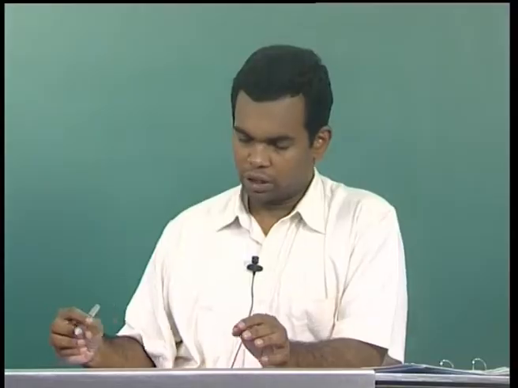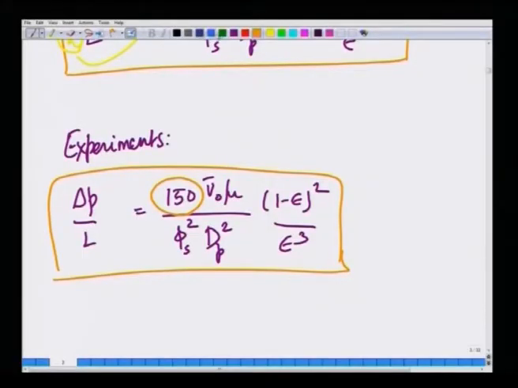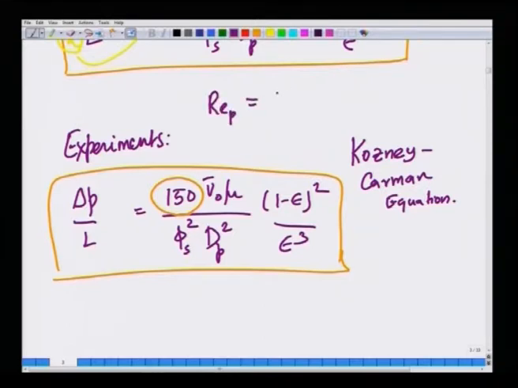This equation in textbooks is called the Kozeny-Kármán equation. This is valid for smaller Reynolds numbers. If the Reynolds number, defined based on the particle diameter, the superficial velocity and the fluid properties, is less than 1, then you would find that this correlation works very well. And there is one small difference, you also include 1 minus epsilon. This is the way the Reynolds number based on the particle is defined.